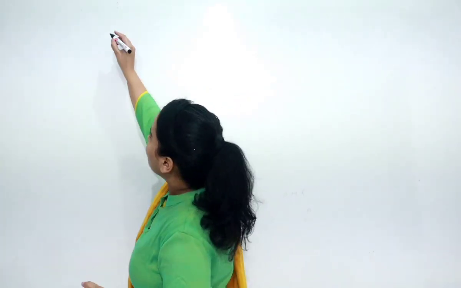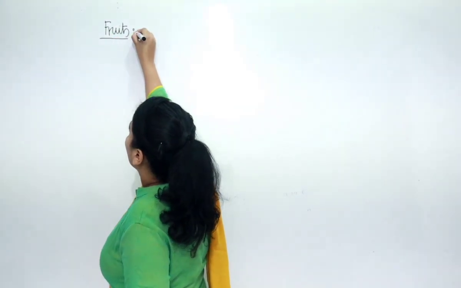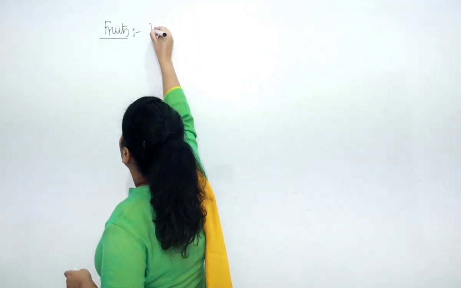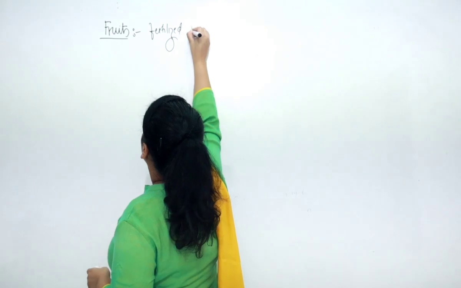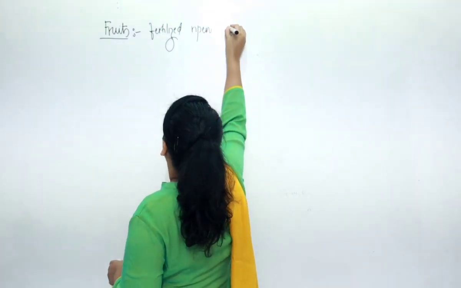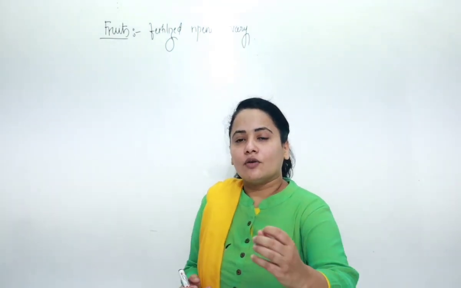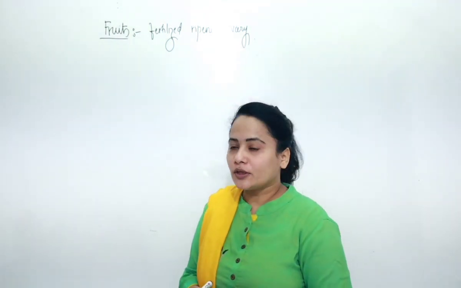Hello friends, so today we are going to talk about the topic of fruits. So let us start with the topic. Now fruits, if you talk about, fruits are defined as fertilized ripened ovary. Okay, so fruits are defined as fertilized ripened ovary. So this is what fruit means. Now let us see how fruit formation takes place. What are the types of fruits? That is what we are going to talk about in this topic.